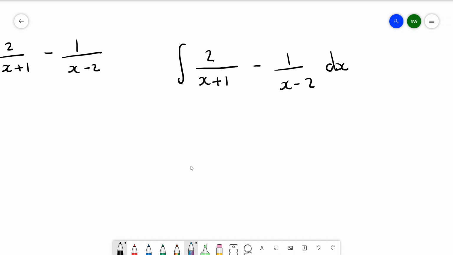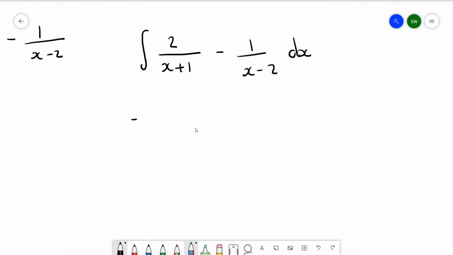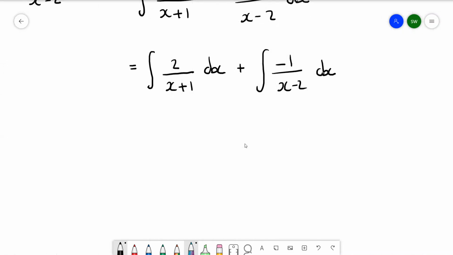The reason why this helps us is because now we've got two terms that we know how to integrate. So you don't need to do this, but you could split this up into two integrals: the integral of 2 over x plus 1 dx plus the integral of minus 1 over x minus 2 dx. And actually it doesn't matter whether you leave that minus 1 on the inside of the integral, or you could have the minus on the outside of the integral. So now we've got these two integrals to do.